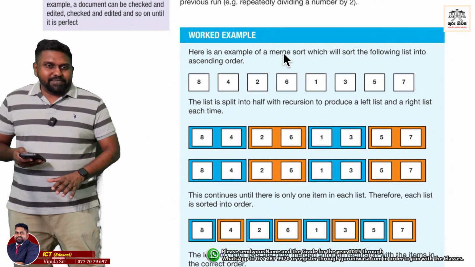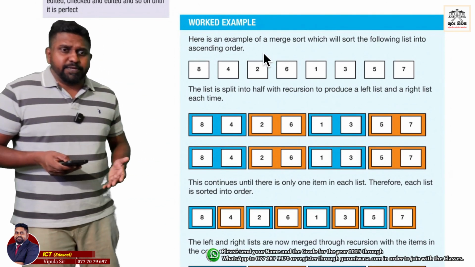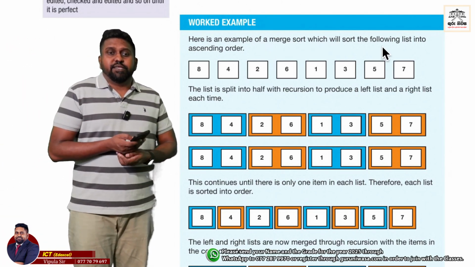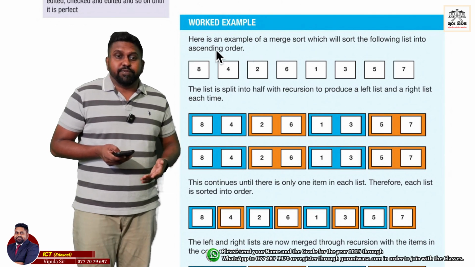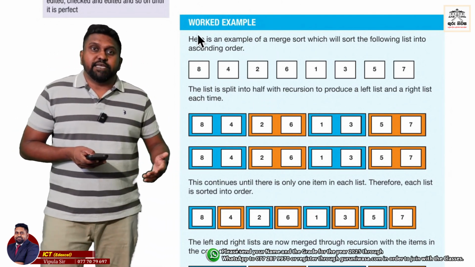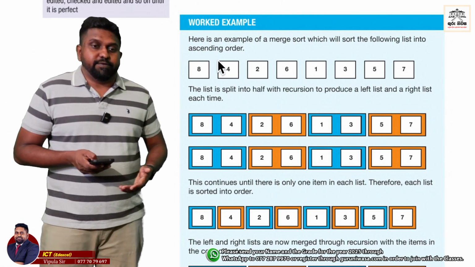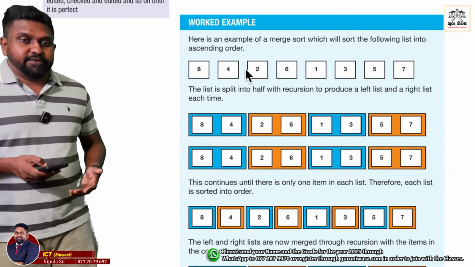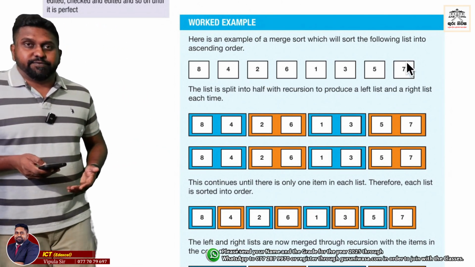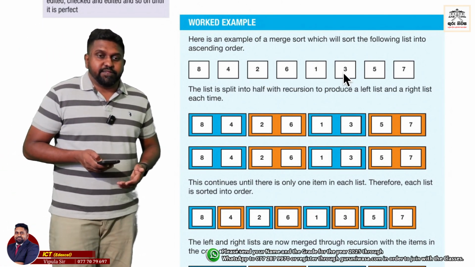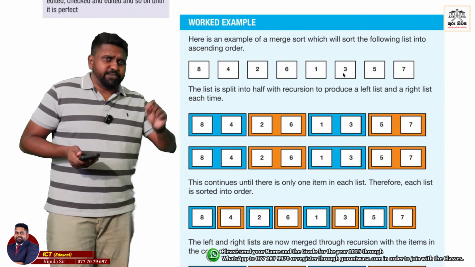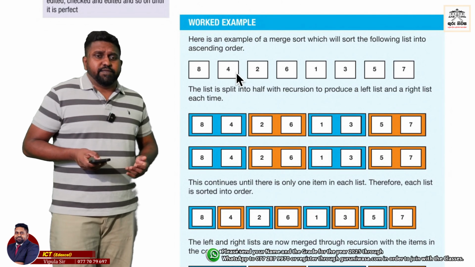Okay, so let's go through an example and see. This is an example of merge sort, which will sort the following items into ascending order. Okay, let's take a look at this and we can find out how it works. So this is the data set. We have 8, 4, 2, 6, 1, 3, 5, 7, right? So this is the particular data set we have. Just think that these are some numbers which you are given.